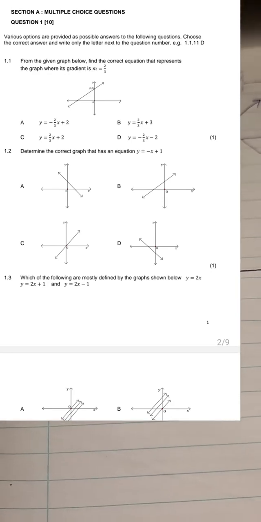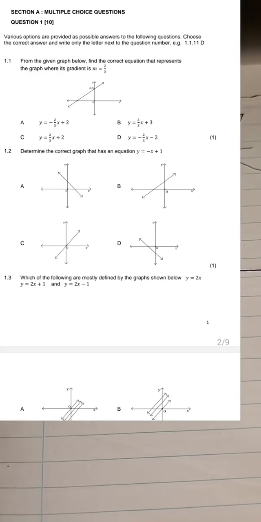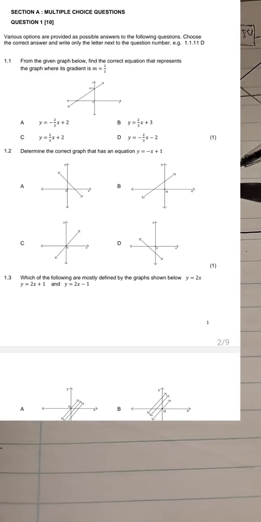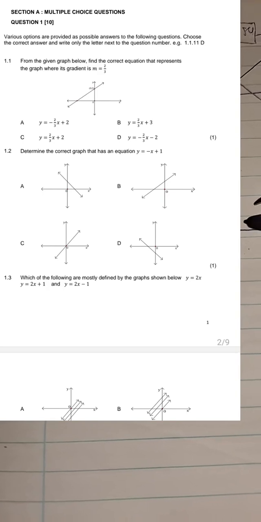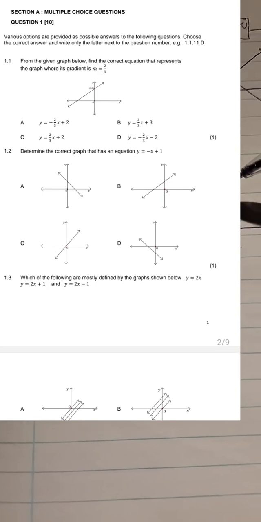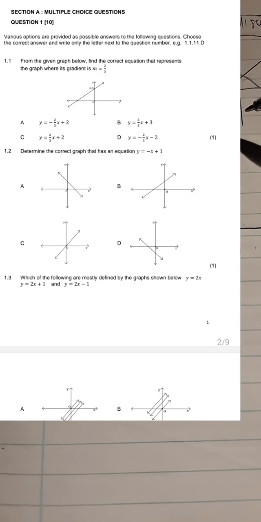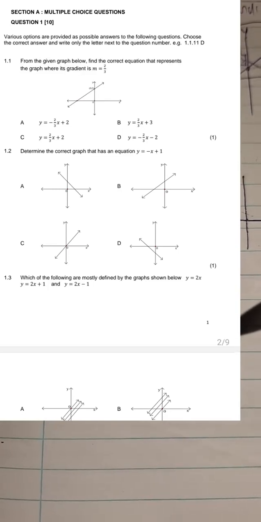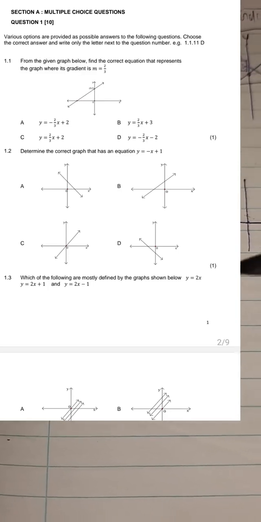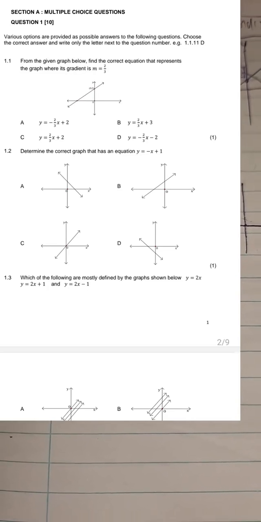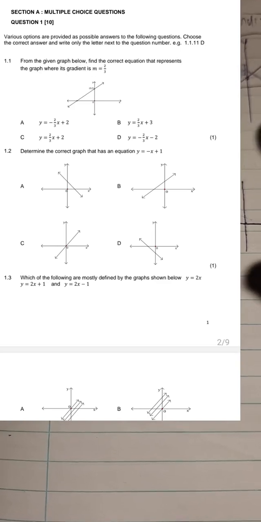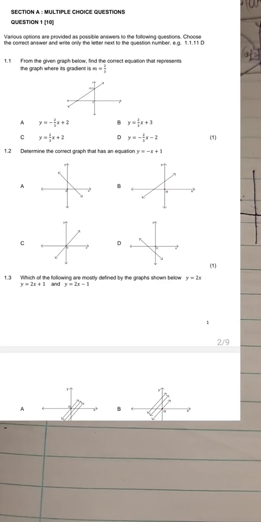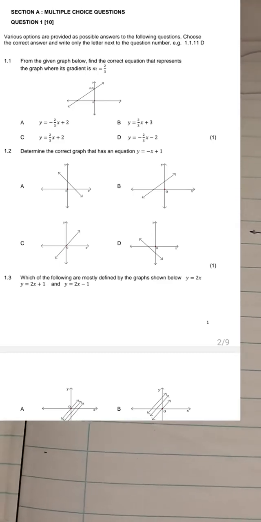Look at B. B has an increasing straight line, which means it's a positive gradient straight line, right? C is an increasing straight line, which means the gradient is positive there. But look at the graph, it cuts through the origin, meaning it cuts through 0, 0, which means the y-intercept there is 0. Okay, and lastly, look at D. D is a decreasing straight line, and it means that the gradient is negative.